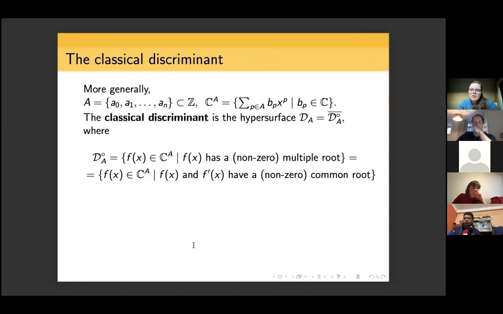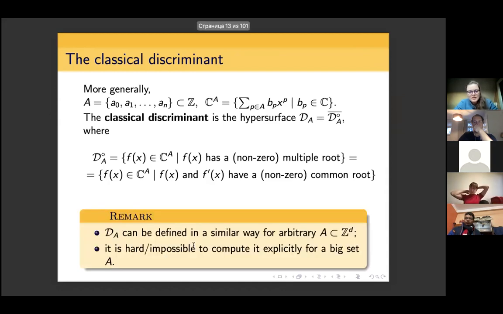Why am I interested in non-zero multiple roots? Well, this is quite easy to explain. Suppose you have your set A, which only consists of positive numbers and is located somewhere far from zero, then all of your polynomials would have a multiple root 0. It's not very interesting. So in order to not deal with this trivial part, we are interested in the set as I defined.